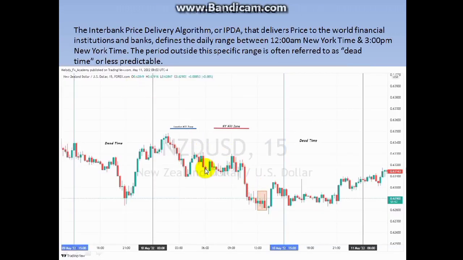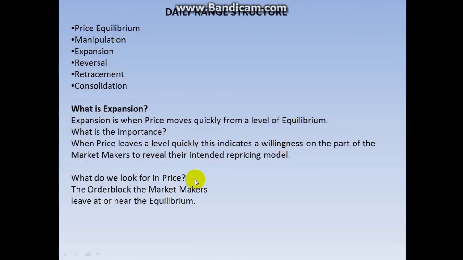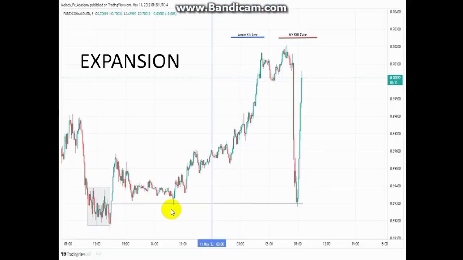Okay, so the first thing we talked about here was expansion, right? We talked about expansion and what to look for after we have seen an expansion, which are the order blocks that are left at or near the equilibrium. Then we talked about how to determine the equilibrium of a consolidating market, because every market has to start from some level of consolidation.